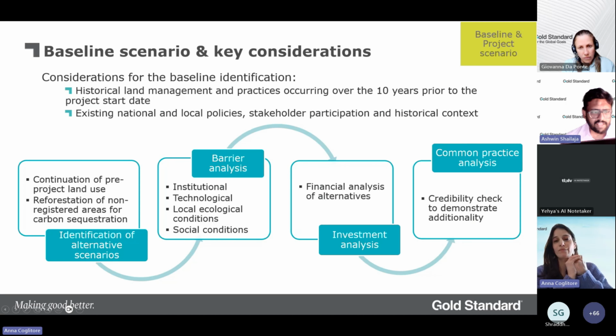Thanks. This is a snapshot of the baseline scenarios and also touching upon additionality demonstration. It's a normal assessment where one has to look into the alternative scenarios which could possibly be there, whether it's continuation of the pre-project land use or whether there could be other activities which could happen in the area, reforestation of areas by other means. A barrier analysis will have to be conducted along with financial analysis for alternatives and then a common practice analysis as well. The next slide.